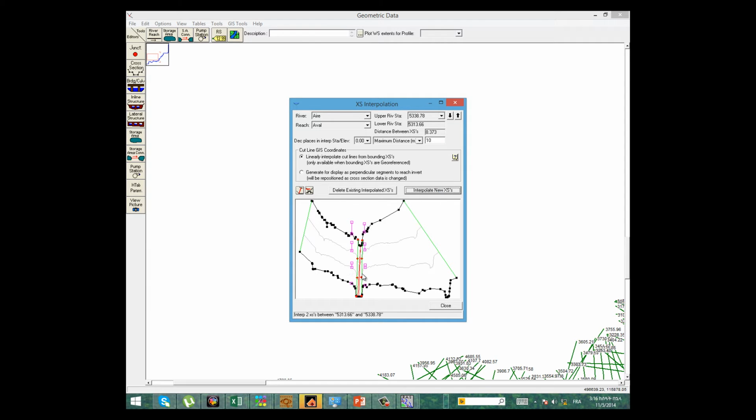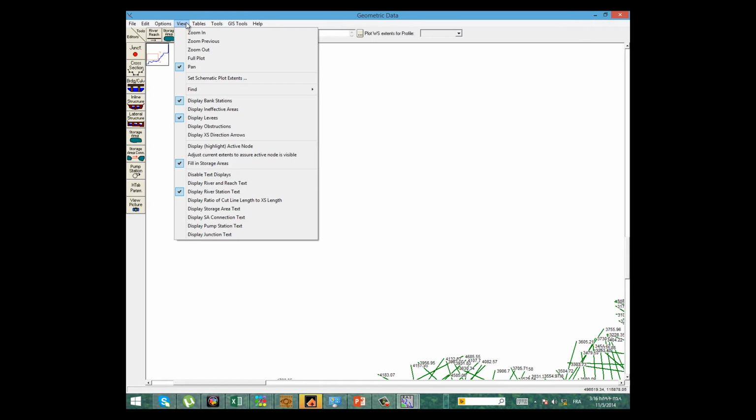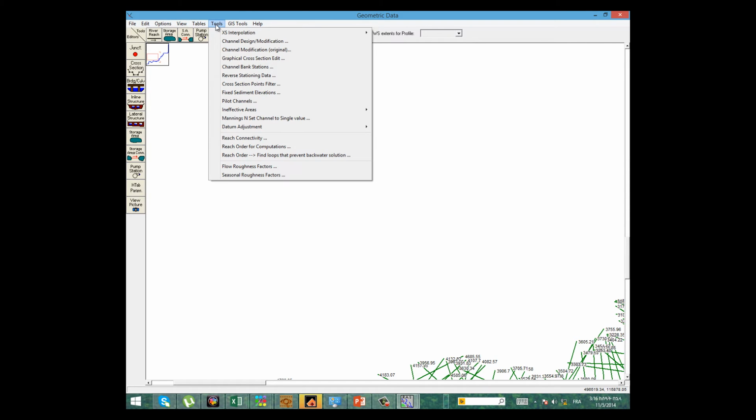So we now have four cross sections along the reach. That's how we can interpolate between two surveyed stations. The other thing is, there is nothing else important now to run this model.